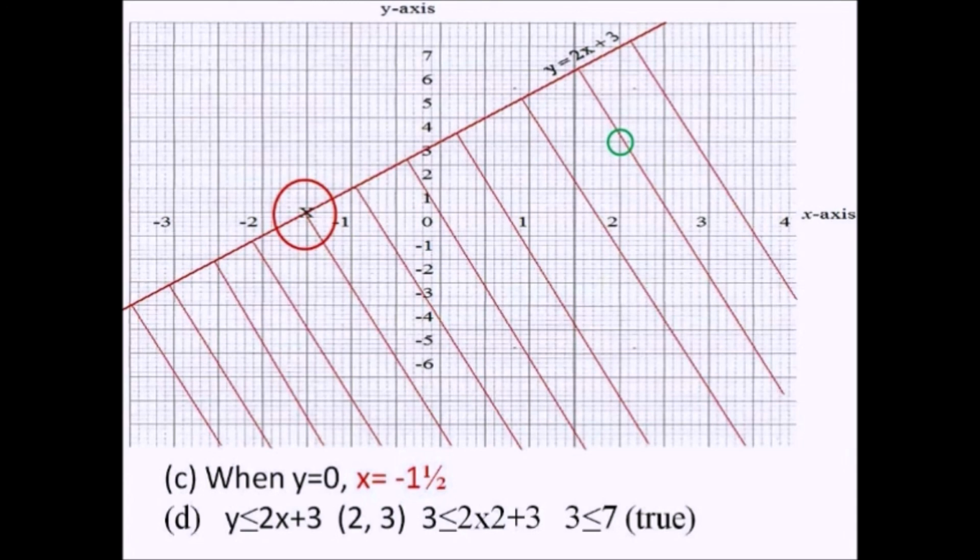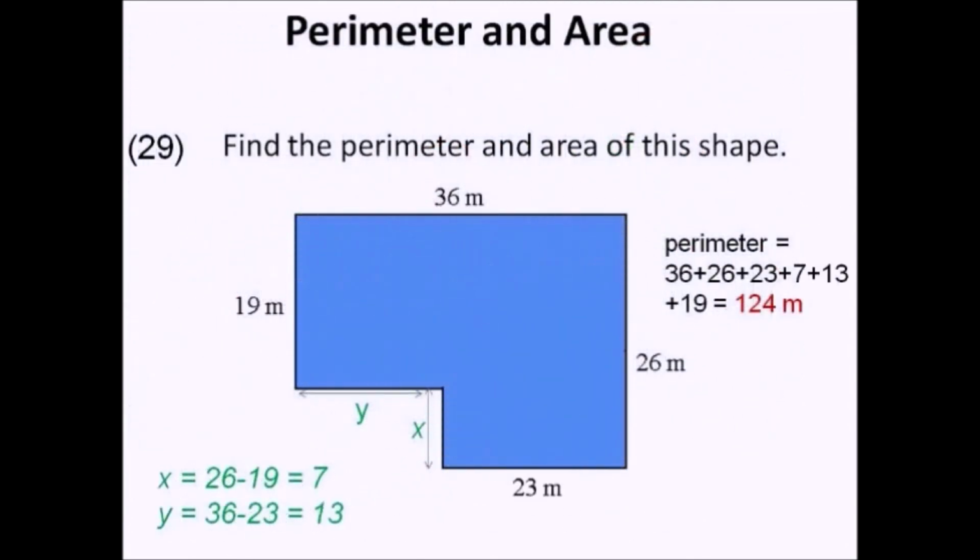And remember, when you want to find the area, see where I have that green circle, just find a coordinate to use, (2, 3). If it's true, then you shade that area. If that was false, then you'd shade the area to the top. So it's simple to do that at the end. And you see where the red circle is, where y is equal to 0, you get x equals -1.5.